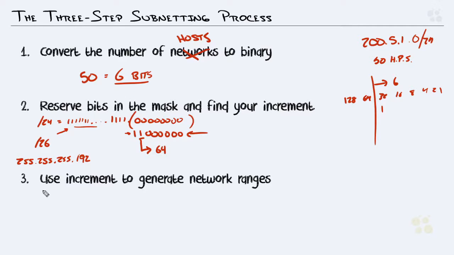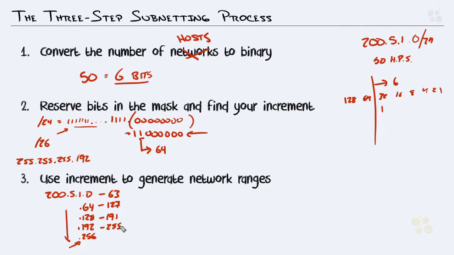The lowest network bit is our increment, and that is 64. So watch this. I'm going to go 200.5.1.0. This is the start of each one. 64, 128, 192, and what's this last one? 256. And we know that anytime you reach 256, you're done. You've reached the end. So fill in the end ranges: 63, 127, 191, 255.